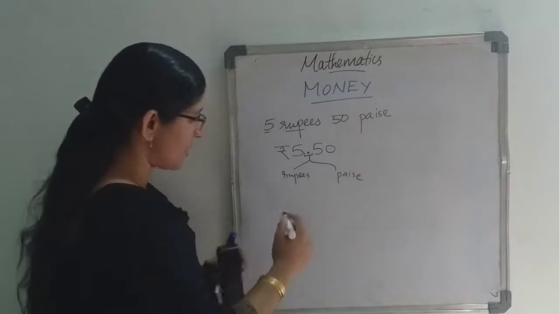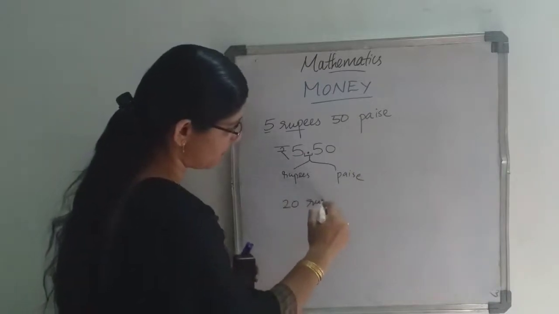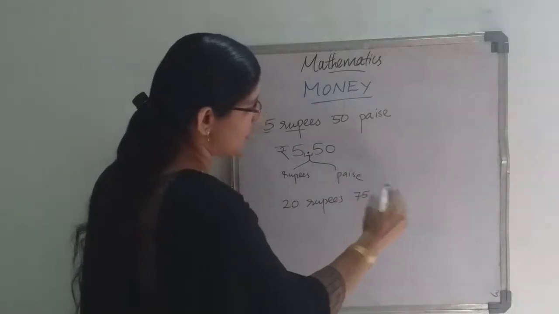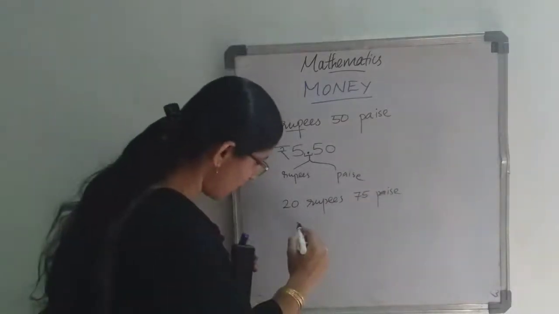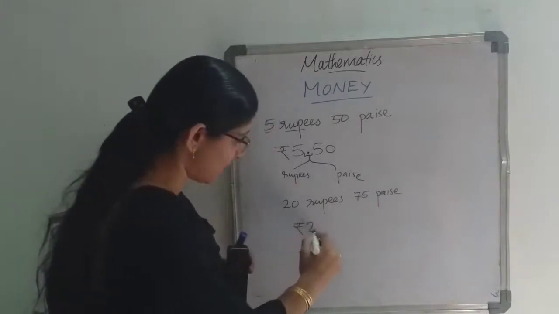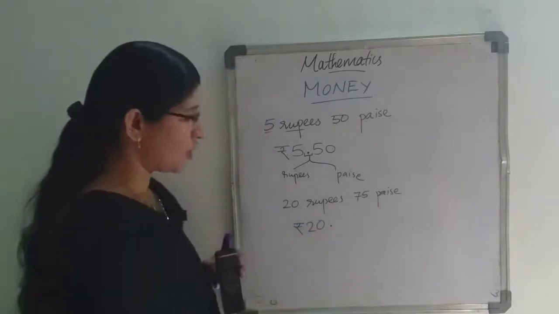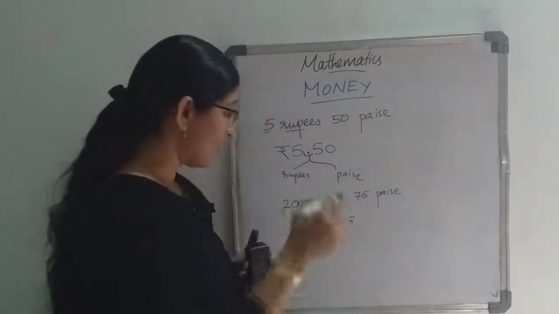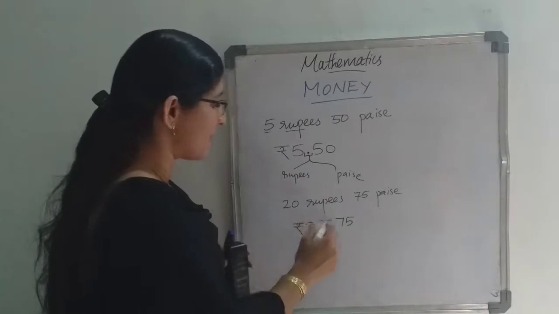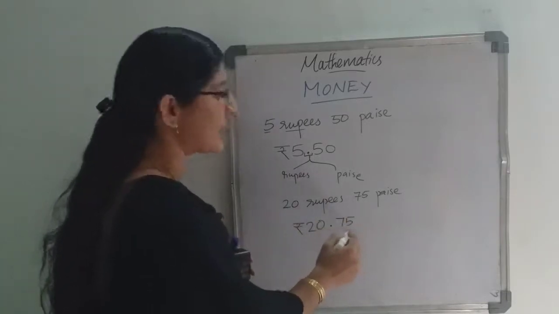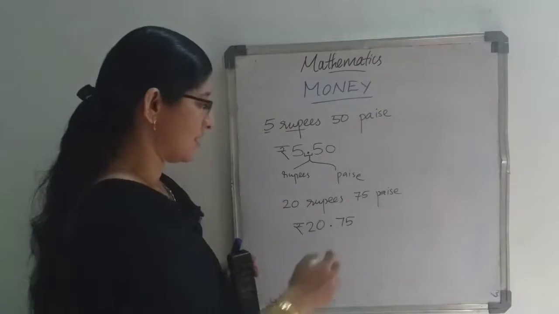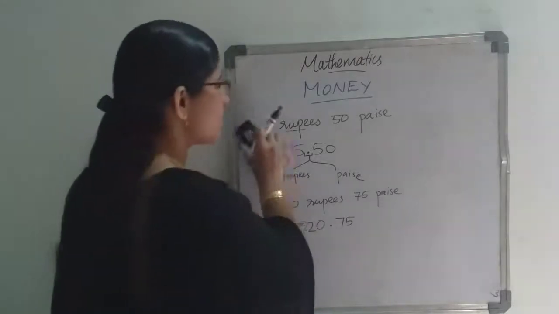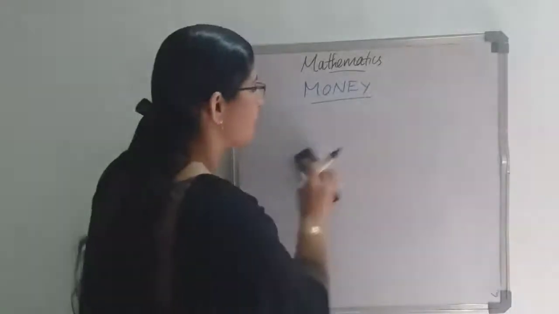For example, suppose I need to write 20 rupees 75 paise. How will I write it? First you have to write the rupees symbol and 20 rupees. Then you need to put the dot. Then how many paise? 75 paise. Whenever we put the dot after rupees, it is clear that it is paise, so no need to write the P there. So it is 20 rupees 75 paise. This way you can write the rupees and paise.